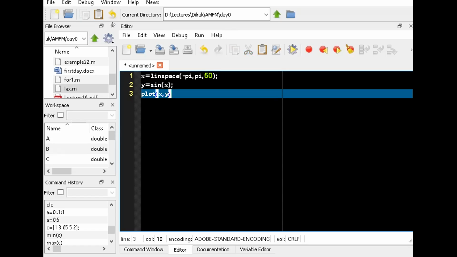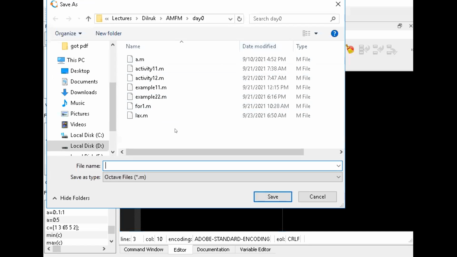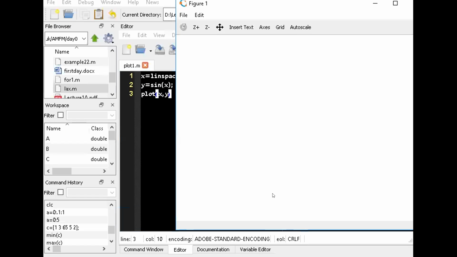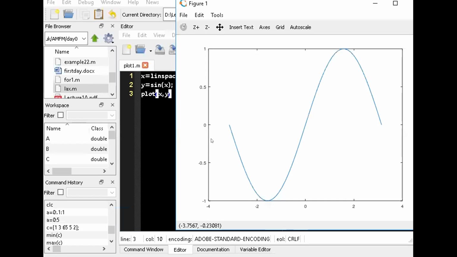All right. If you want to run this code, you have to hit this button. Before that, you have to save, give a name. I will put one. Save, okay, right.